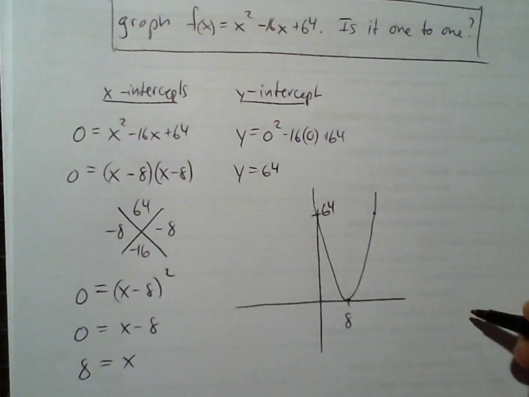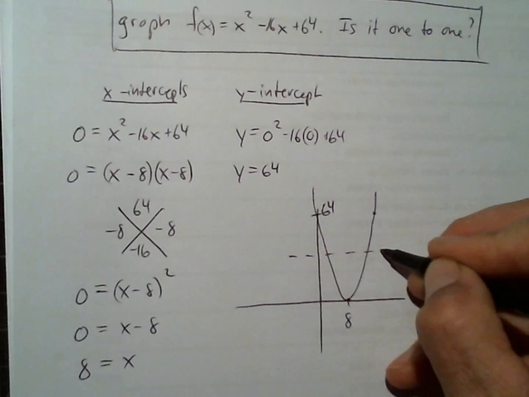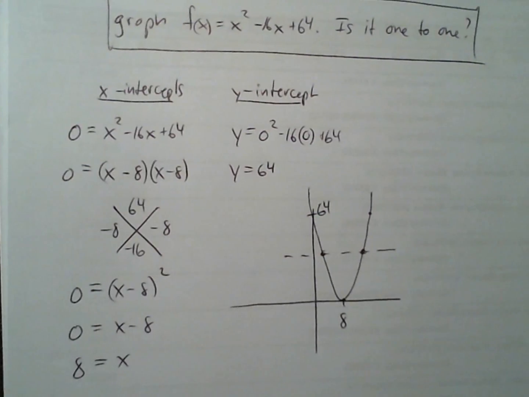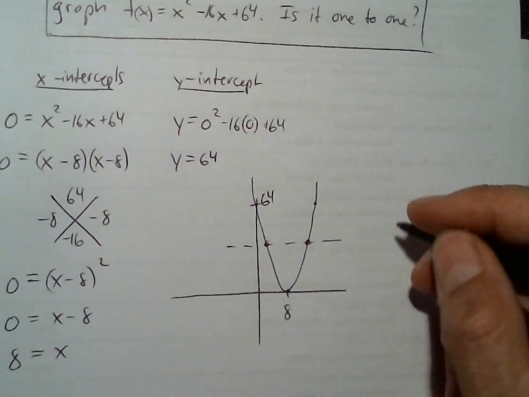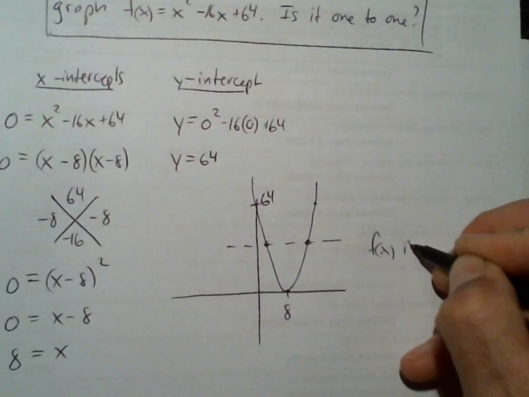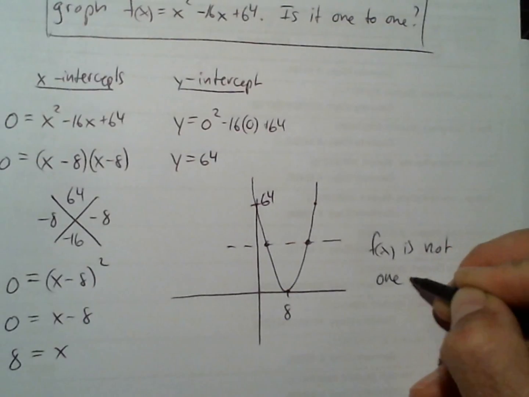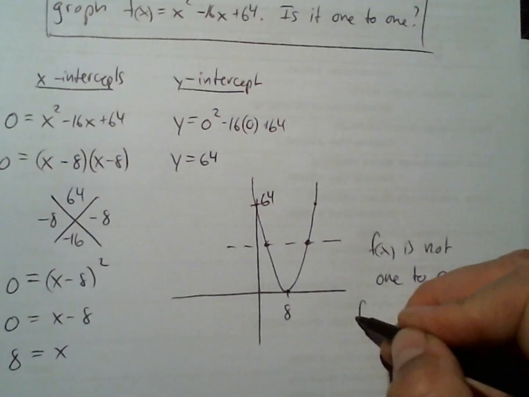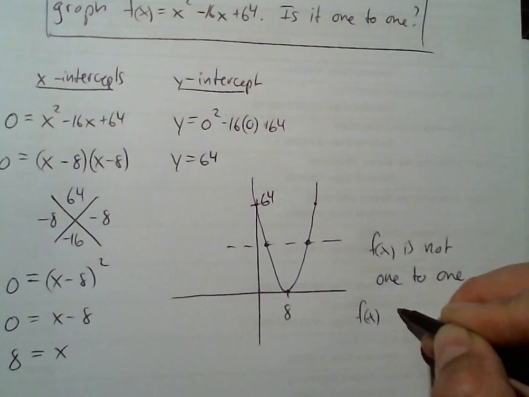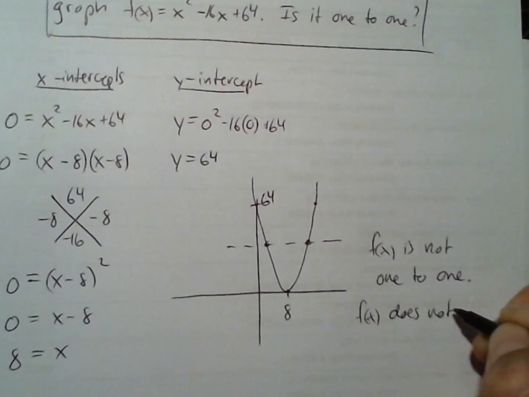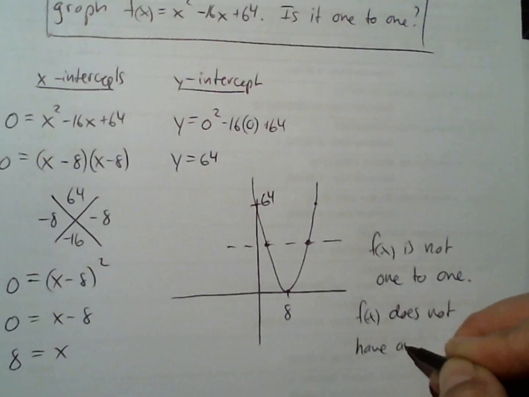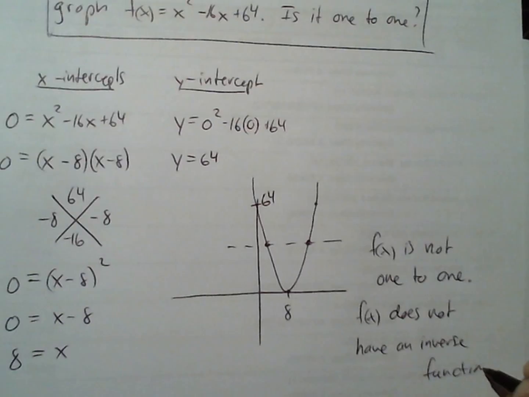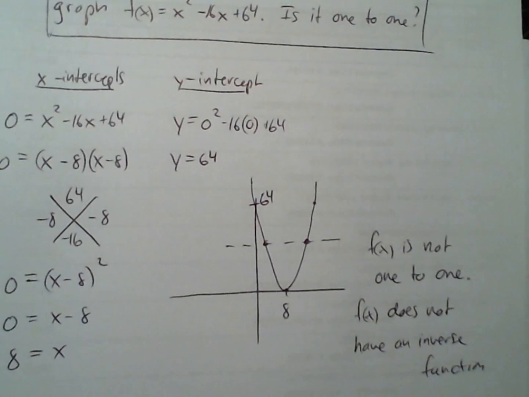And we want to know if the function is one-to-one, so we do the horizontal line test. The horizontal line touches more than once, so f of x is not 1 to 1, which means f of x does not have an inverse function. It has an inverse, but the inverse is not a function.